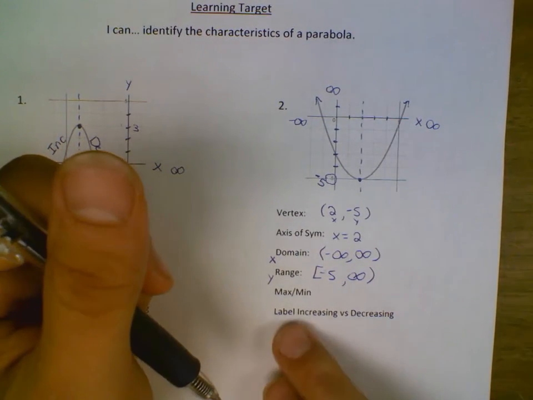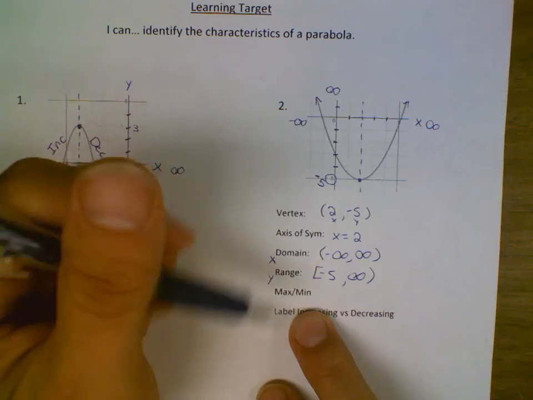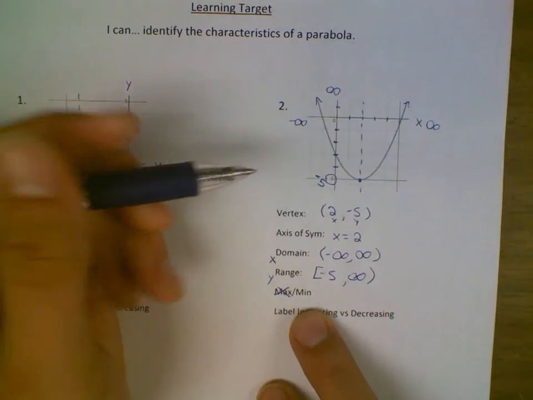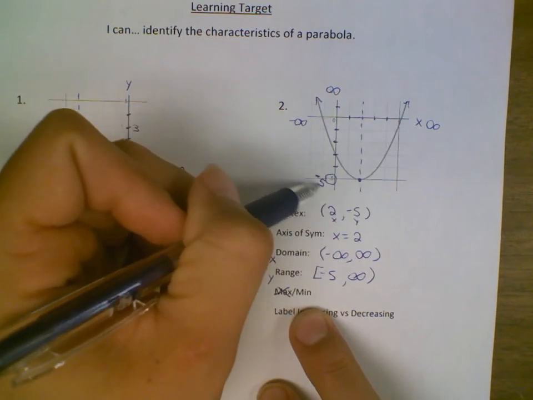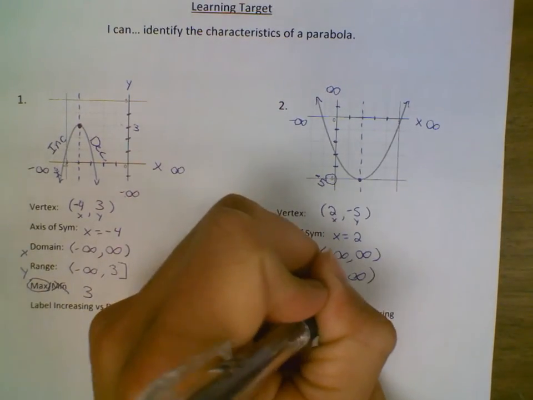All right, moving on then once again to max and min. Well, this time there's no maximum, right? Because it's always going up. However, I do have a minimum, right? The lowest point's at -5, so I have a minimum at -5.